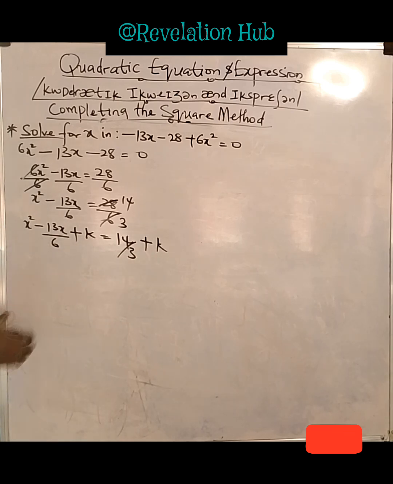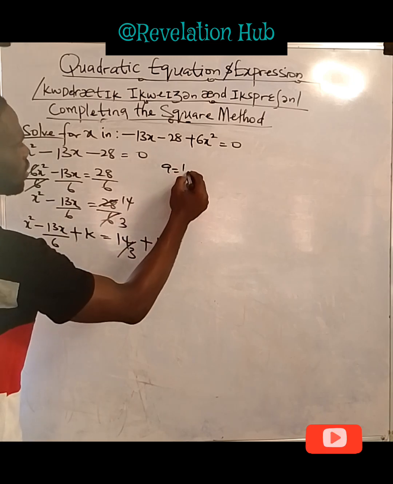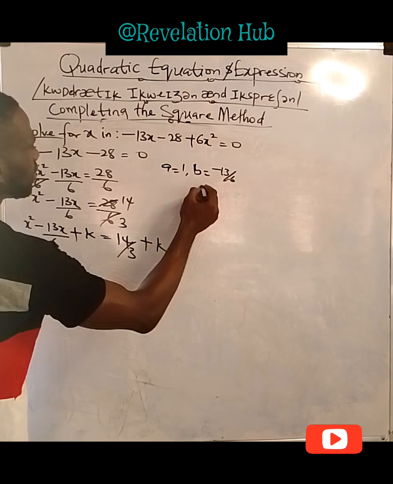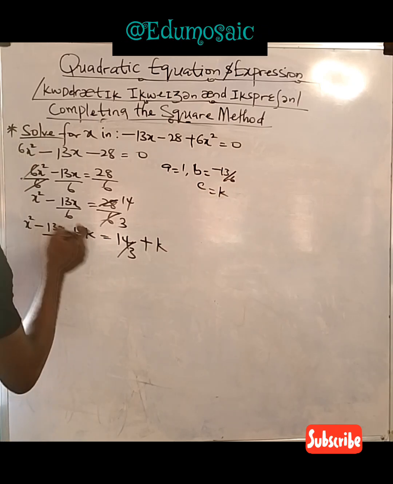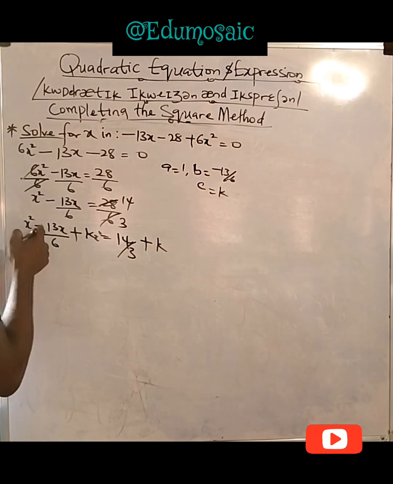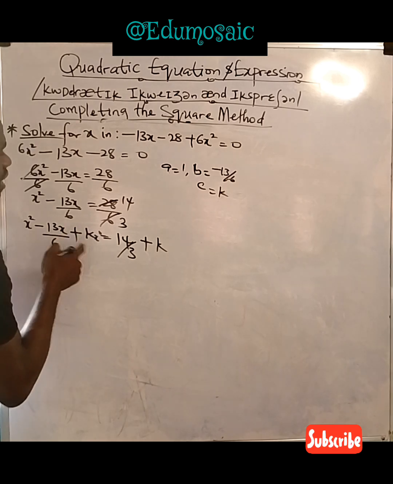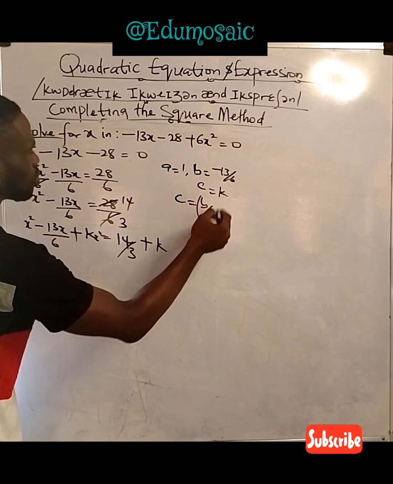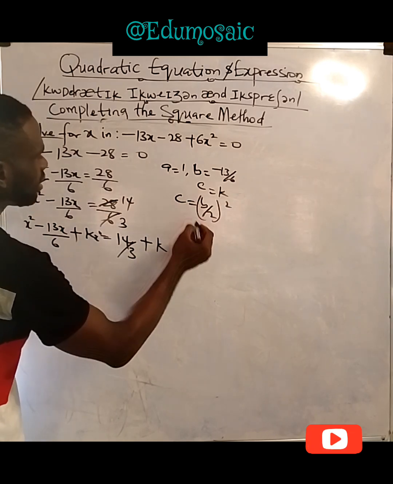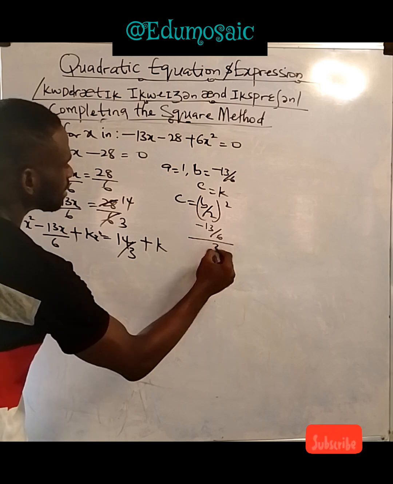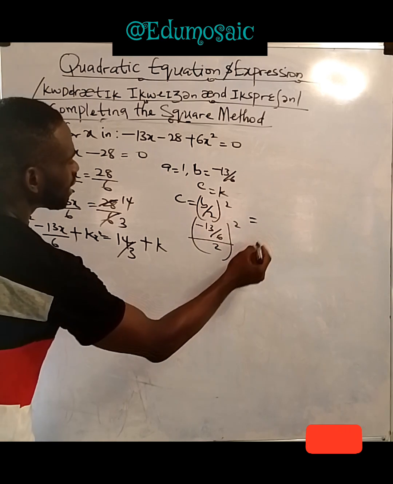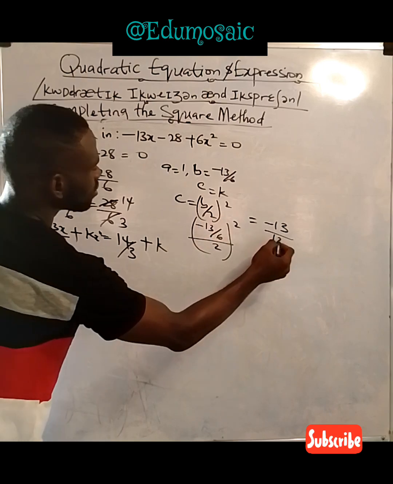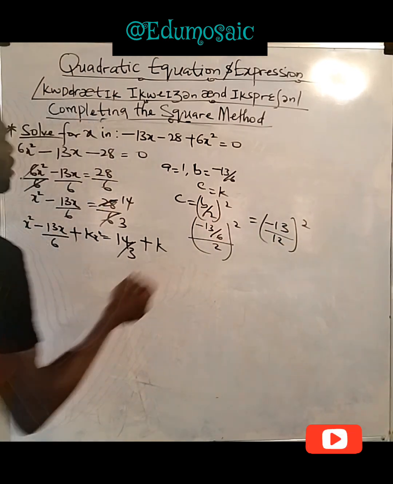So what's going to be the value? Don't forget, a is 1, b is minus 13 over 6, then c is k. x is power 2, x is power 1, x is power 0. So how do we get the value of k, which is c? Don't forget that it is b over 2 raised to power 2. We got this formula from the discriminant. So b is minus 13 over 6, divided by 2, raised to power 2. What do we have? Minus 13 over 6 divided by 2 times 1 over 2. That is minus 13 over 12 raised to power 2. That's what we have right here.